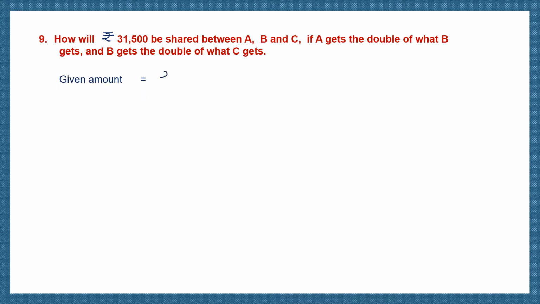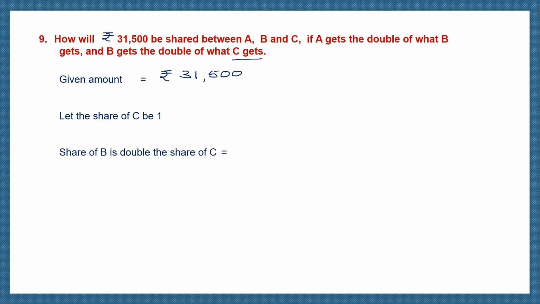The given amount is 31,500. Let the share of C be 1, okay, because it all depends on what C gets, isn't it? So we will imagine the share of C to be 1. So assume that it is 1. Now, based on that, share of B is double the share of C. Double means 2. 2 into the share of C, which we have assumed to be 1. So 2 into 1, which is 2. So the share of B is double the share of C, that is 2 into 1, 2.